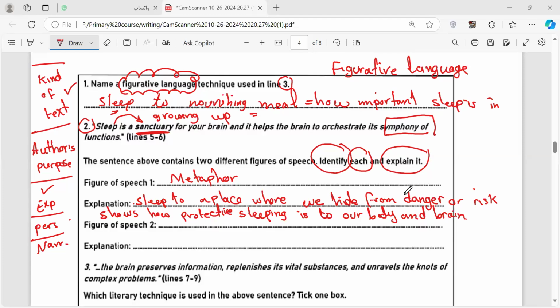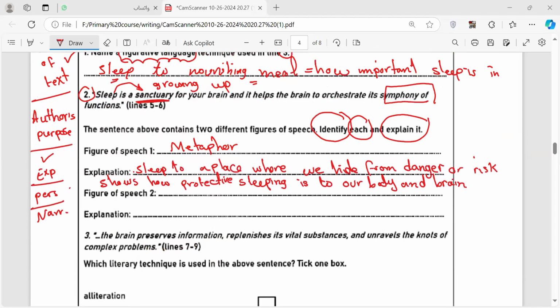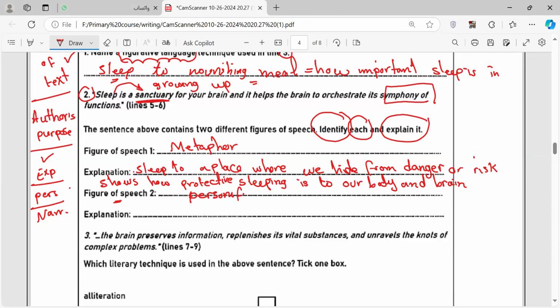All right. Yeah, Lujain, go to the next question. Identify the second figure of speech here. We already recognized one, which is the metaphor. Is there another figurative language here? Yes, there is personification. Where? A symphony of function. Yeah, exactly. This is what technique? Personification. Why? Because the writer gave the brain some functions of humans, some human traits. What are these human traits? The ability to organize events or a concert like a symphony.